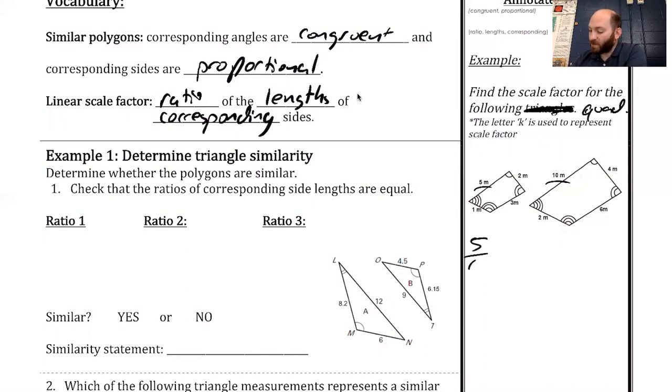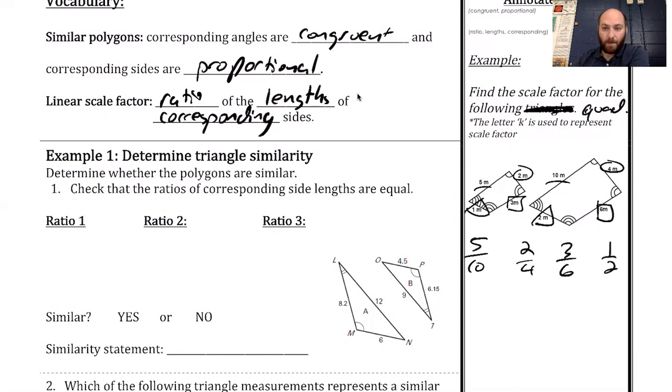So I look at 5 over 10. If I look at 2 and 4, let's put a box around those, 3 and 6, and I'll do a triangle, 1 and 2. Okay, these all are the same ratios. Every single one of these reduces to the same thing, 1 over 2. Okay, so that's one thing I can use. I can use this k here is 1/2.